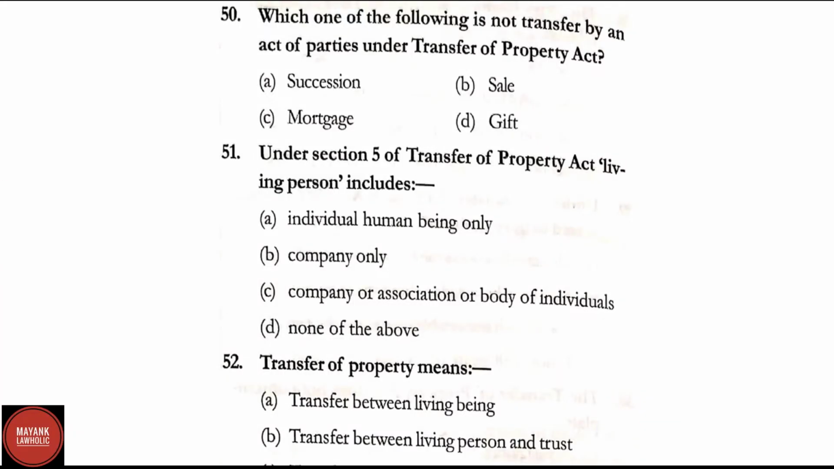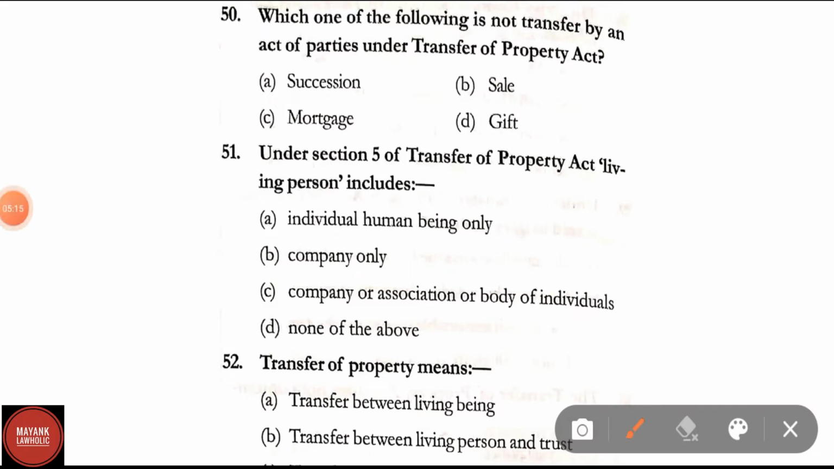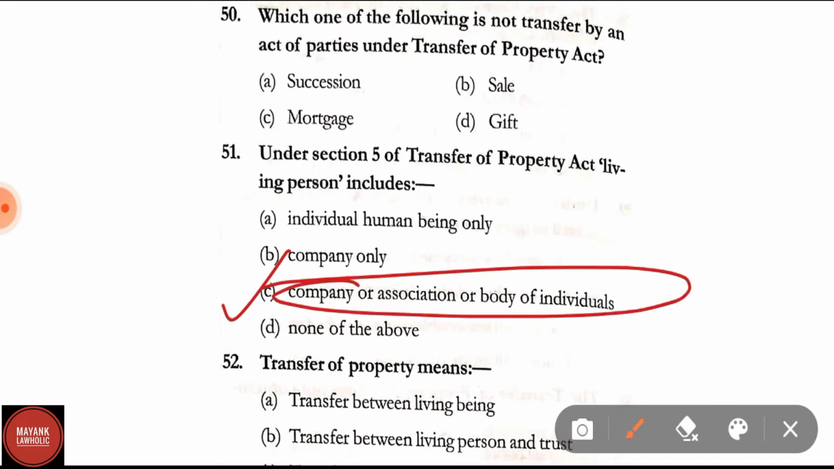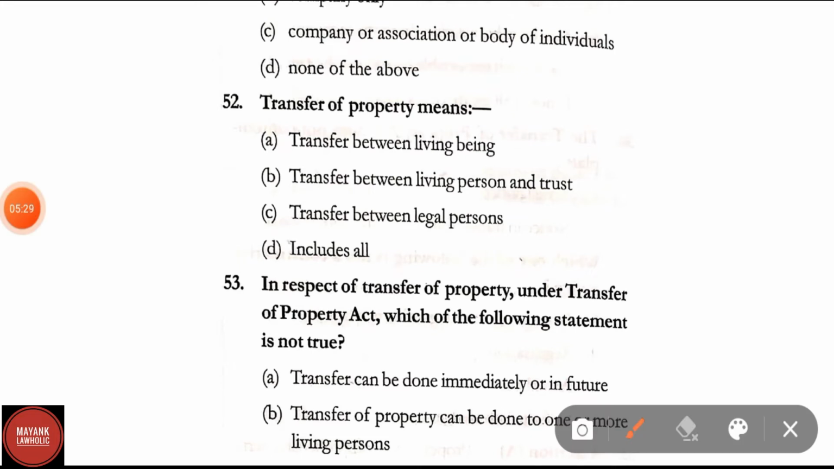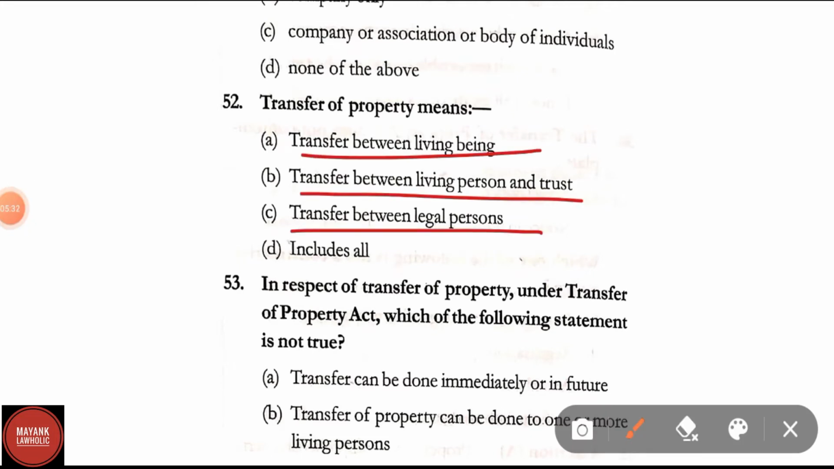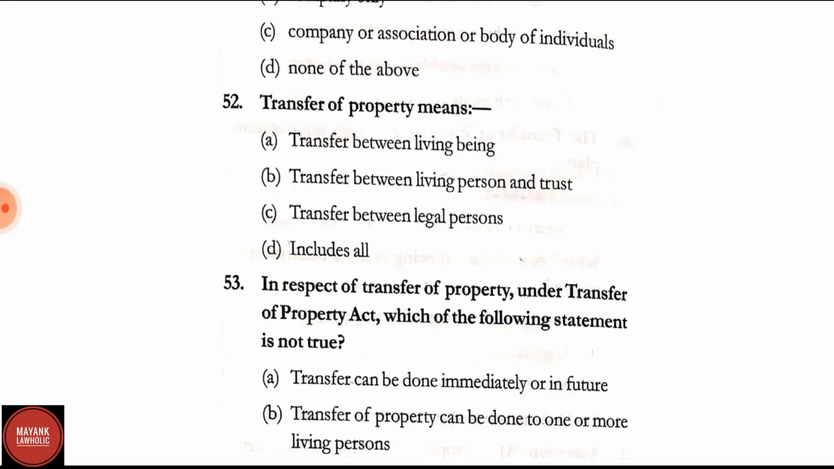Question number 51. Under Section 5 of Transfer Property Act, living persons includes individual human being only, company or association or body of individuals, none of the above. Correct answer is option C, that is company or association or body of individuals. Question number 52. Transfer of property means transfer between living person, transfer between living person and trust, transfer between legal person, includes all. Here correct answer is option D, that is includes all.